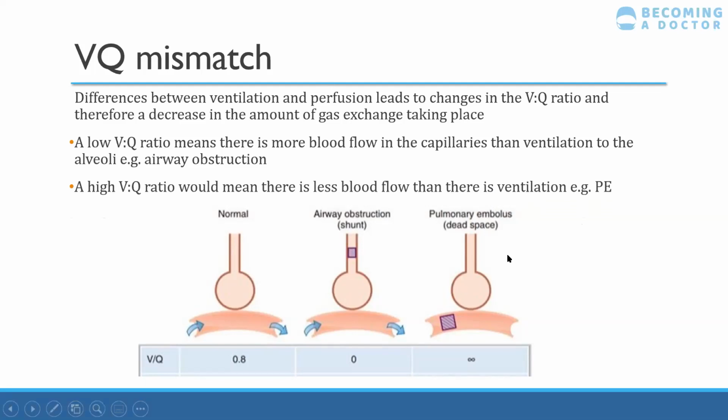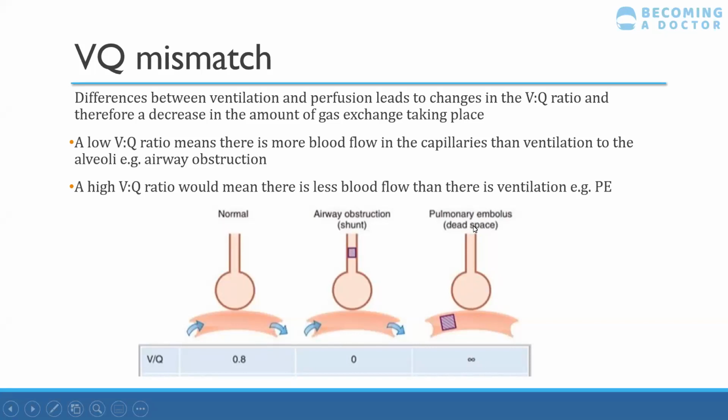So if you look at the third picture here, which is your pulmonary embolus, you can see you've got something that's completely blocking your capillary. So there's no perfusion, but you've still got ventilation of this alveolus. And that gives you an infinite VQ ratio. What you've created here is dead space in this alveolus, because the gas that is entering that alveolus is no longer taking part in gas exchange, because you've got no blood flow there.